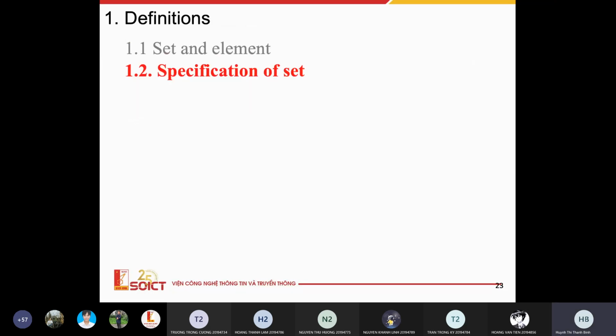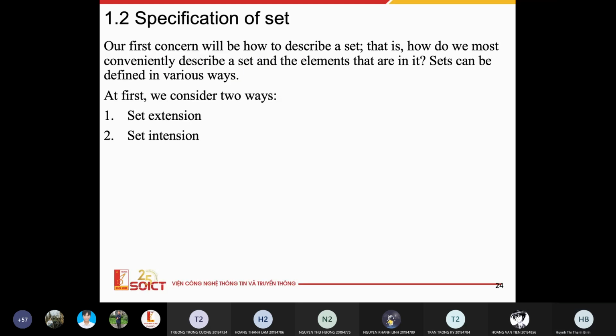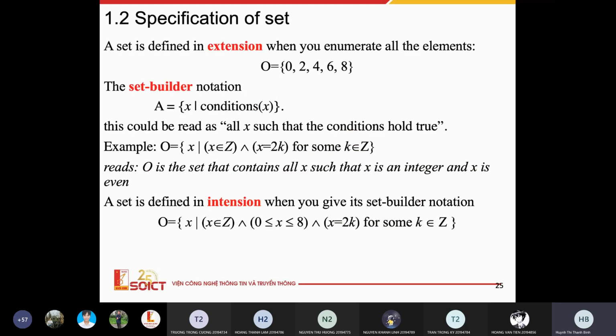Specification of sets. A set is defined in extension when you enumerate all the elements. And in set builder notation, A is a set that includes all the elements x that satisfy some condition like that. This can be read as all elements x such that the condition holds true.